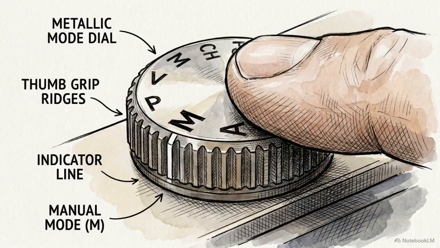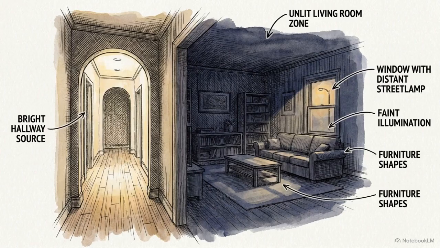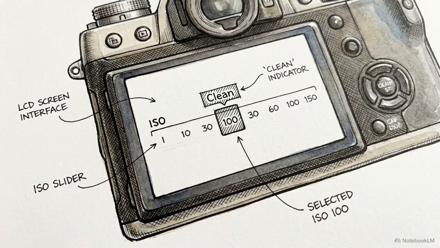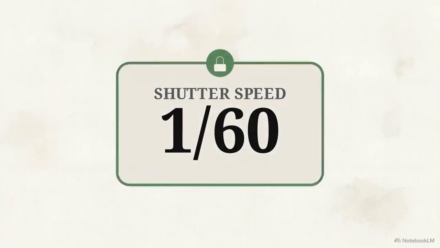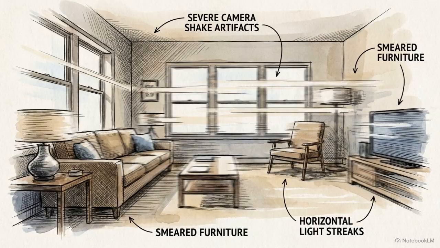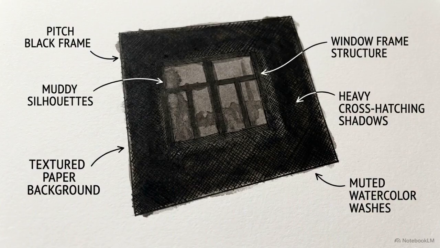Grab your camera, switch it to manual mode, and step into a dimly lit room. Drop your ISO down to 100, the setting usually labeled as clean, and dial in a standard handheld shutter speed. Do not slow down shutter speed to compensate for the darkness. That introduces motion blur, which will corrupt the results of this test. The resulting image is pitch black and unusable.